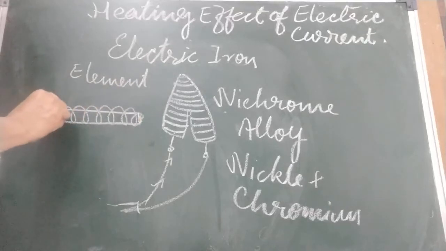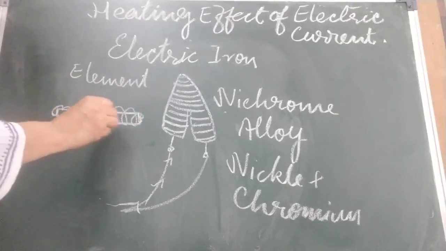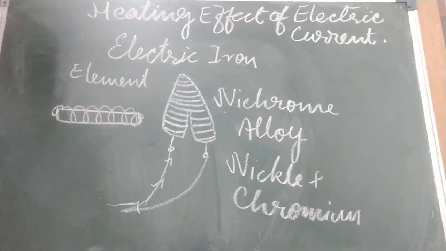When we pass the electric current, what happens? This wire you have seen heats up and starts glowing red. Red hot it becomes. And it is producing what? Heat. That heat we utilize.